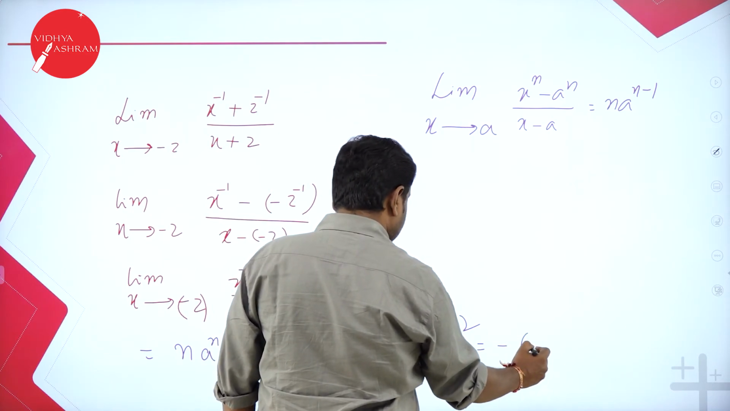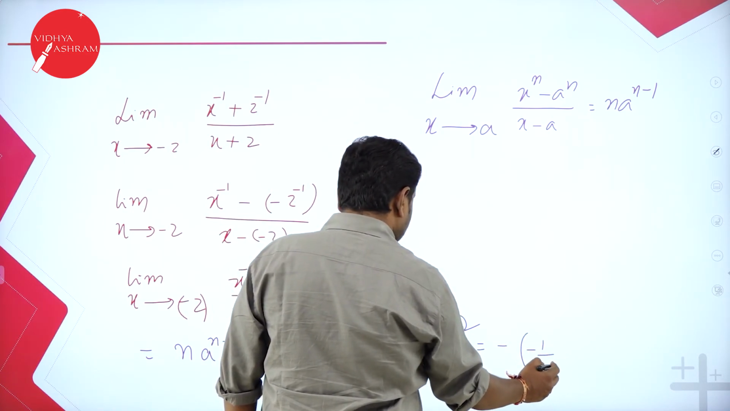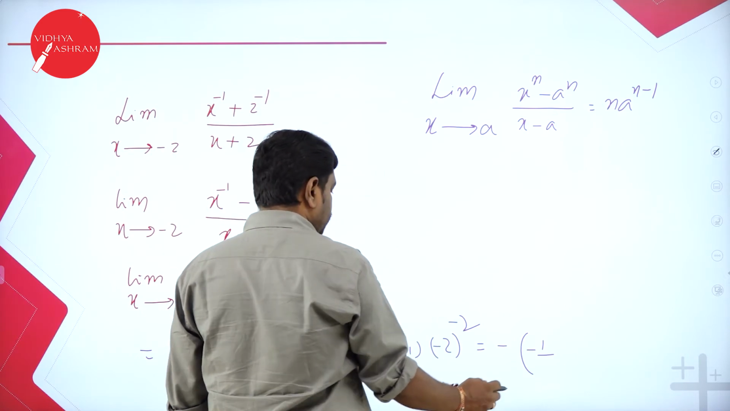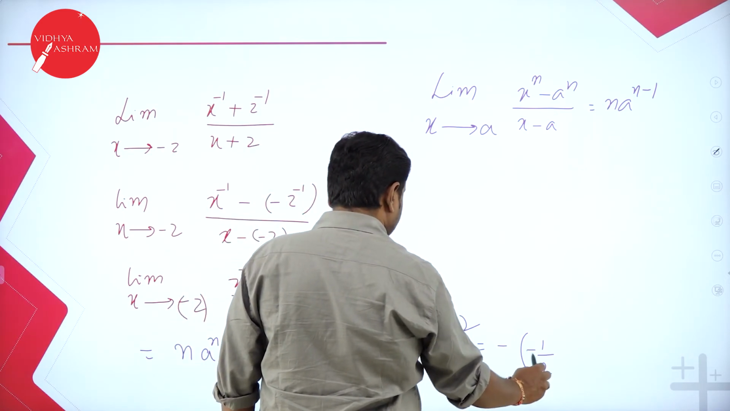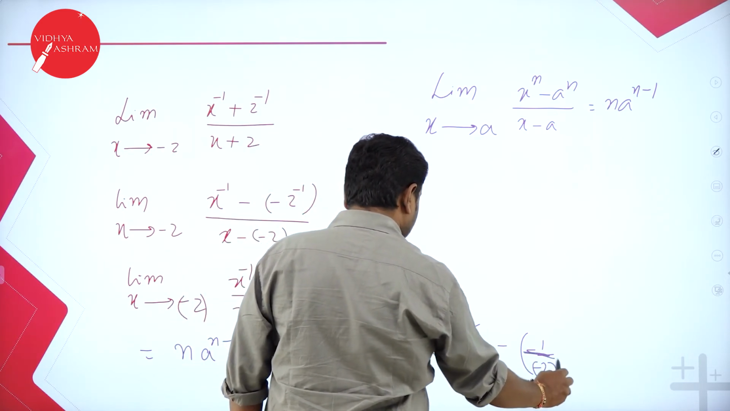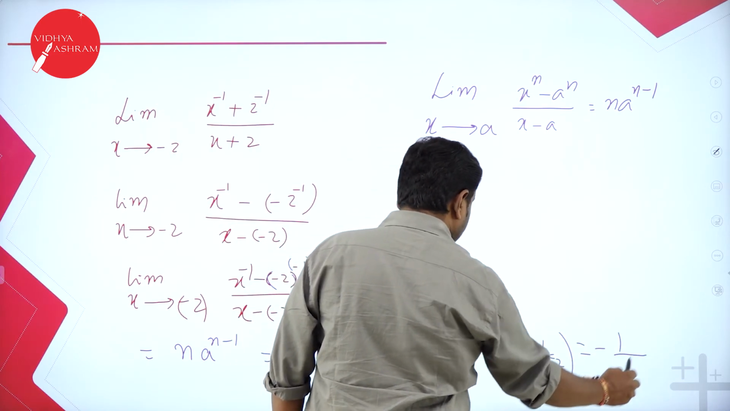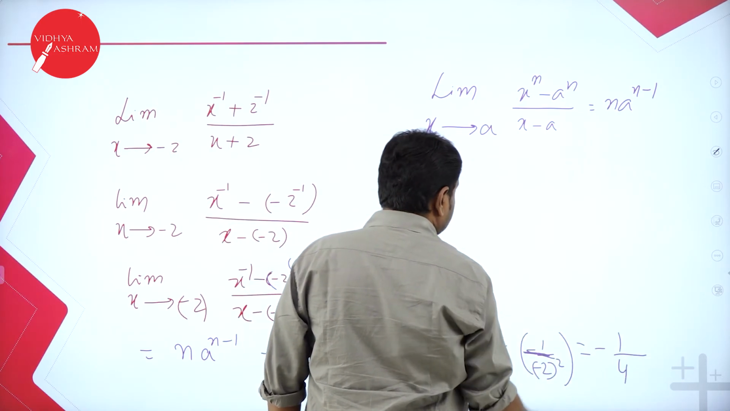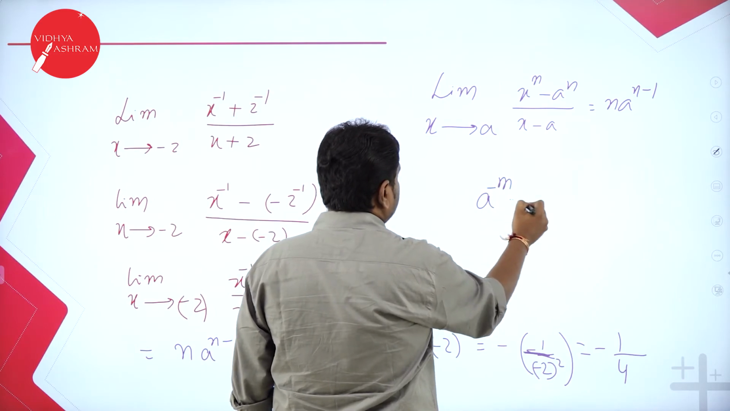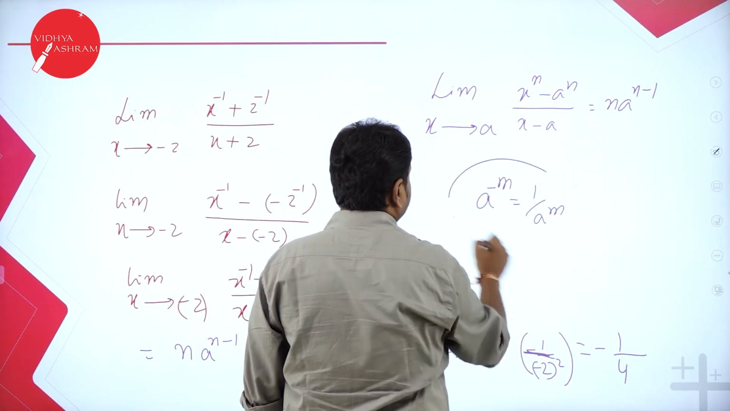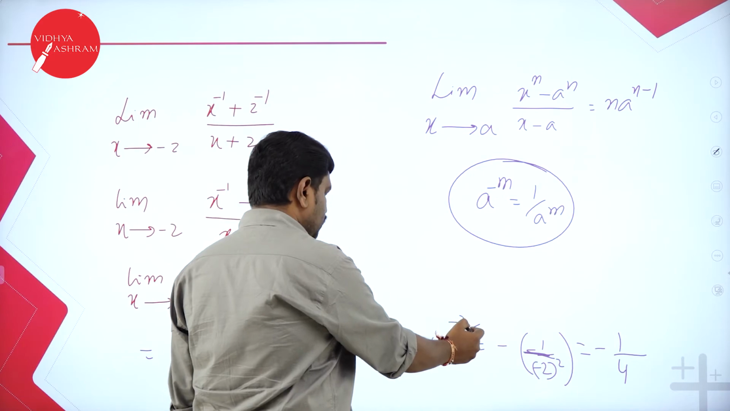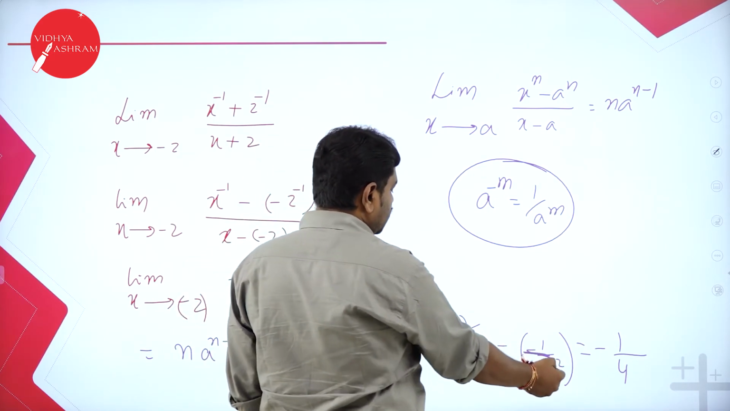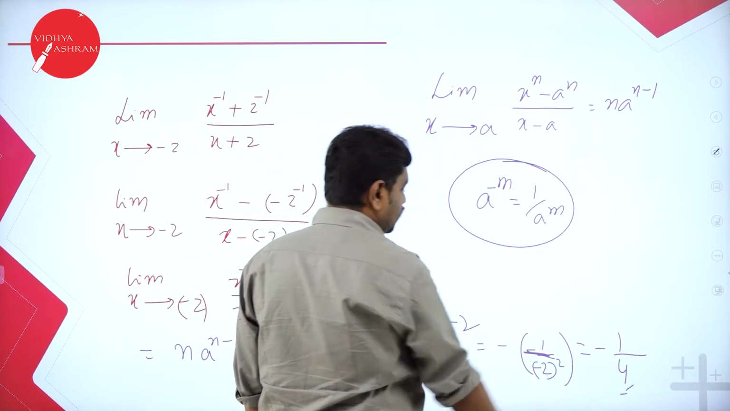Minus 2 power minus 2 can be written as 1 by minus 2 the whole square. All of you know a power minus m can be written as 1 by a power m. So that's what we are doing. Minus 2 power minus 2 is 1 by minus 2 the whole square. Minus 2 the whole square becomes plus 4, so the answer is minus 1 by 4.